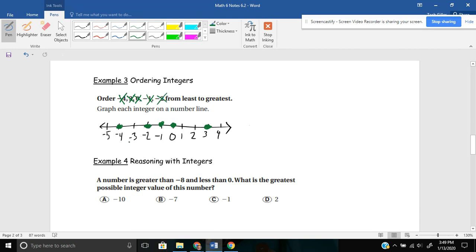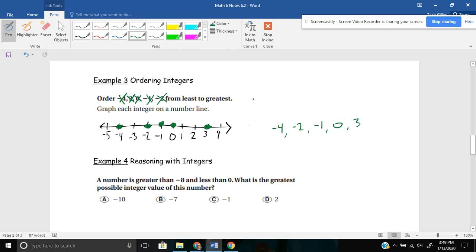So now that it's on a number line, it's pretty nice to see. I'll just go from left to right because numbers furthest to the left will be the smallest. So it would be -4. Next up would be -2, then -1, then 0, and lastly 3.